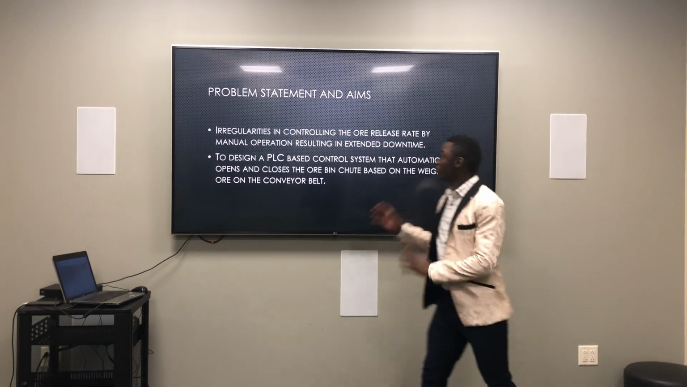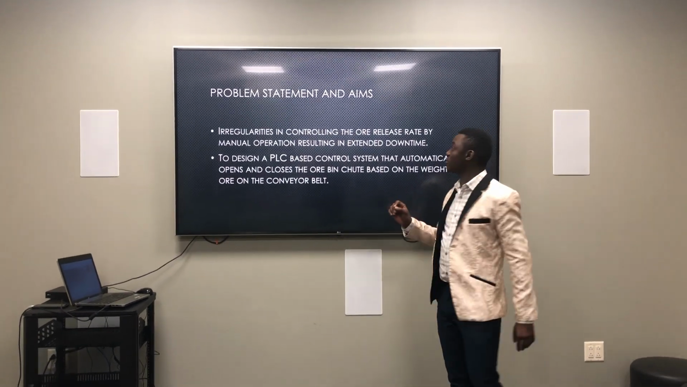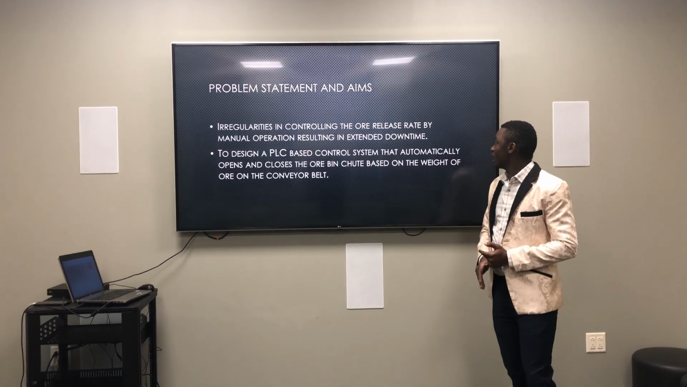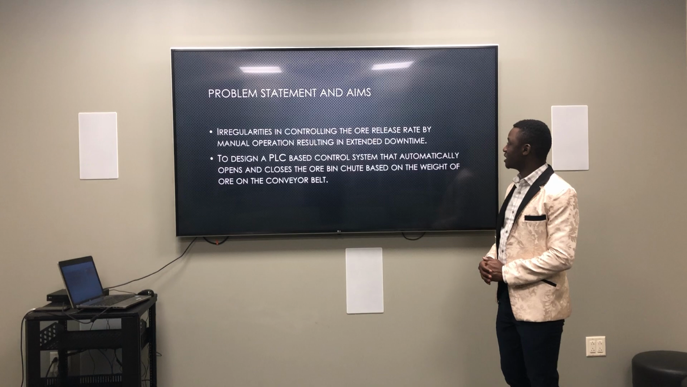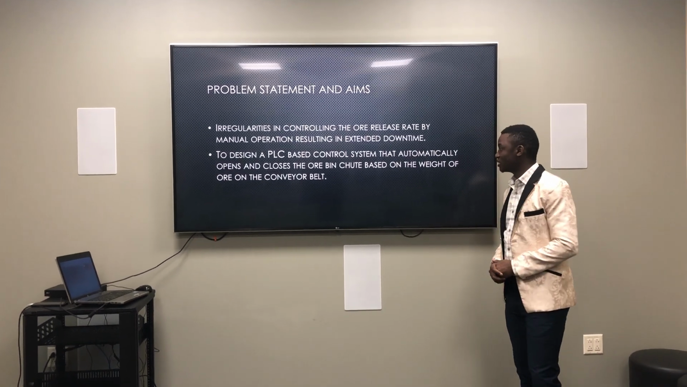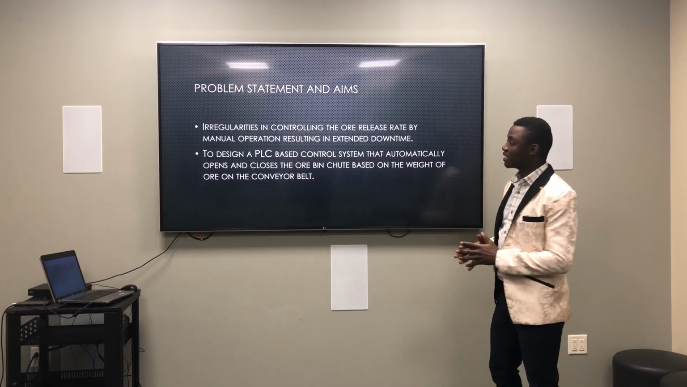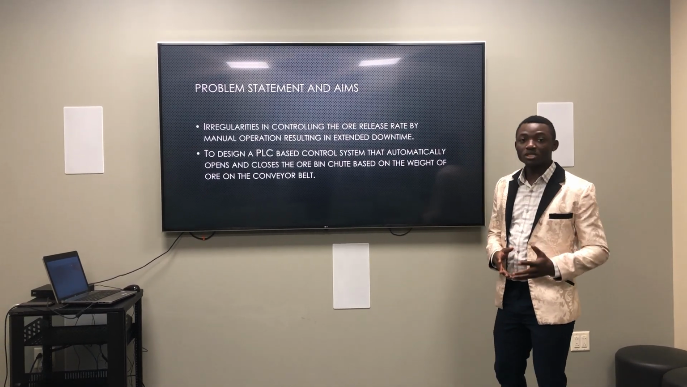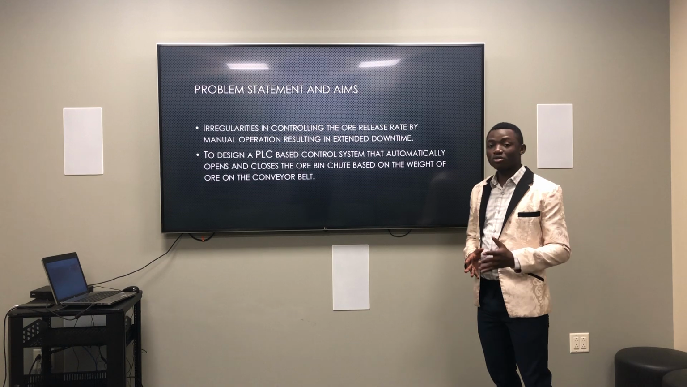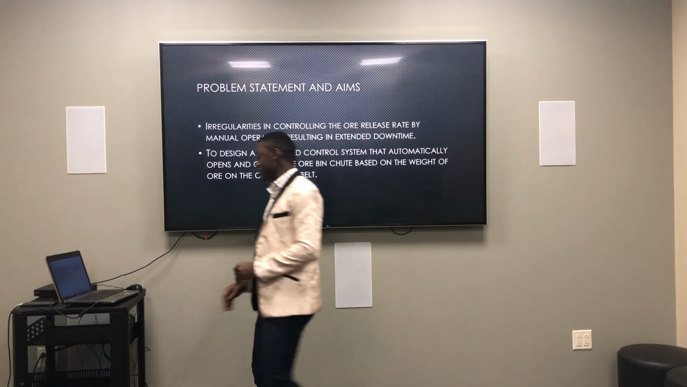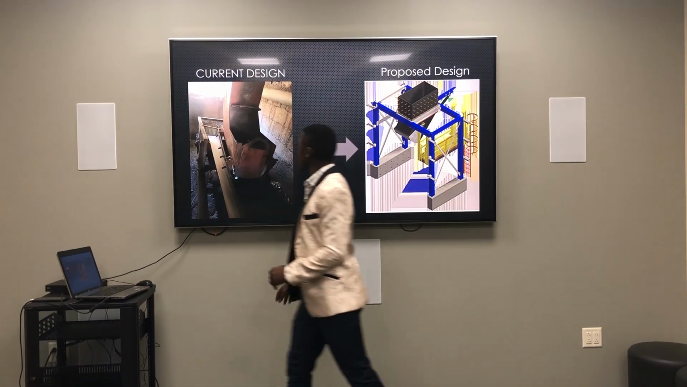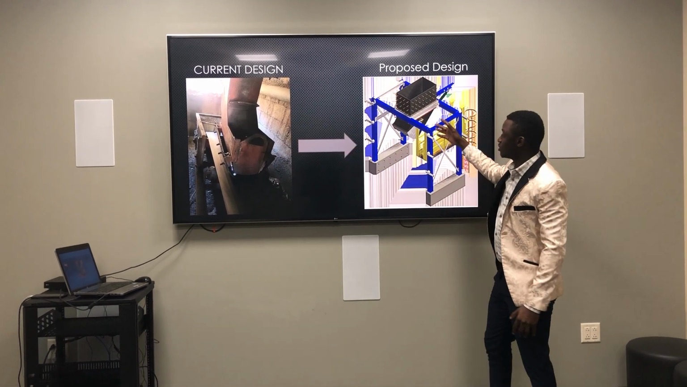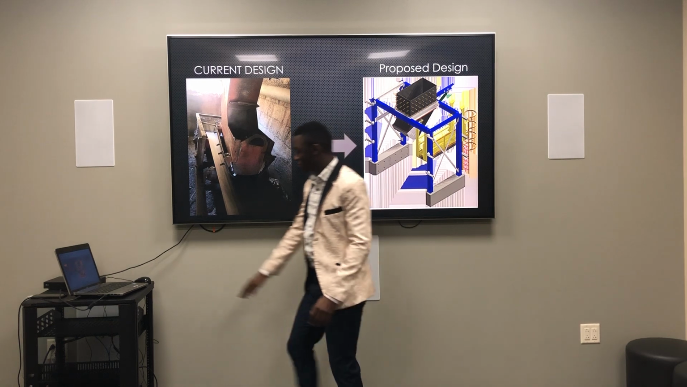In Blanket Mine, they have a problem of irregularities in controlling the ore release rate by manual operation, resulting in extended downtime. So I seek to design a PLC-based control system that automatically opens and closes the chutes based on the weight that is read from the conveyor belt. Basically, I want to transform this, which they are currently using, into a more sophisticated and automated system.